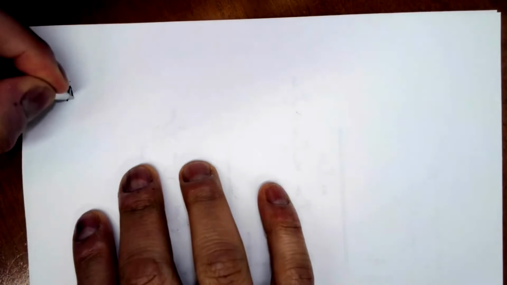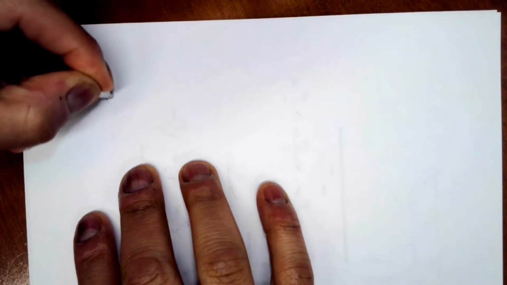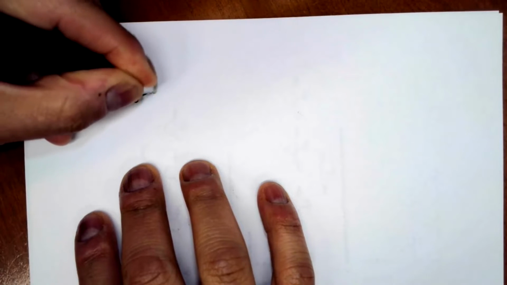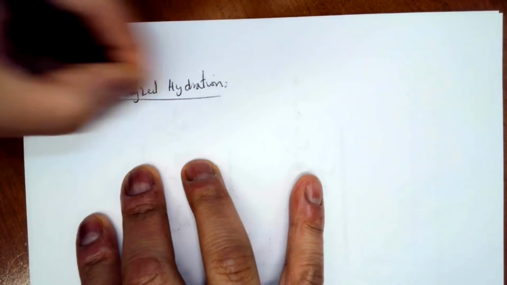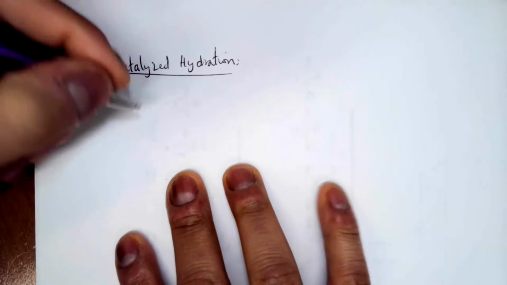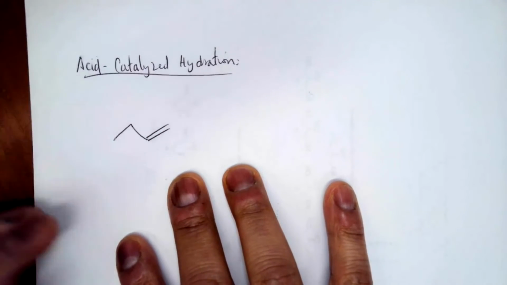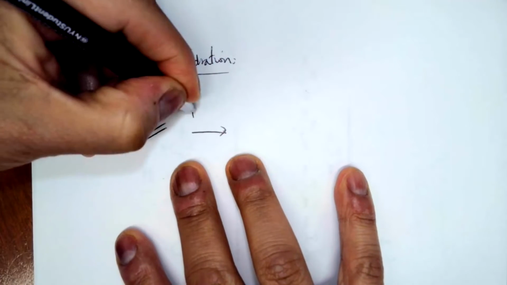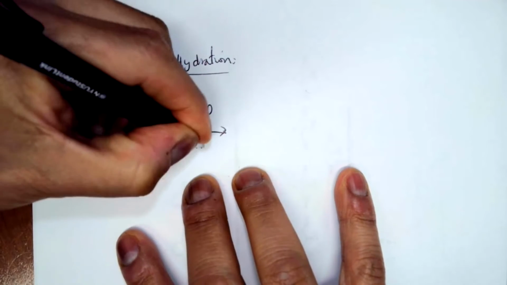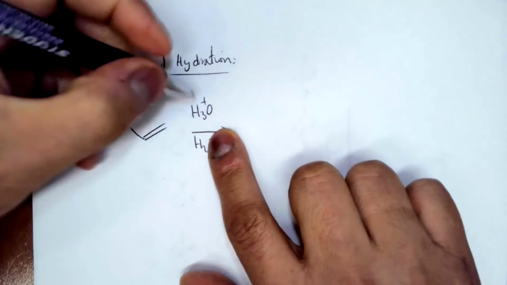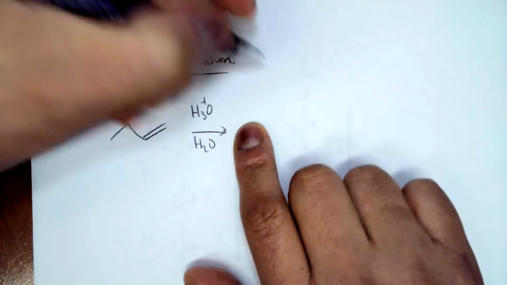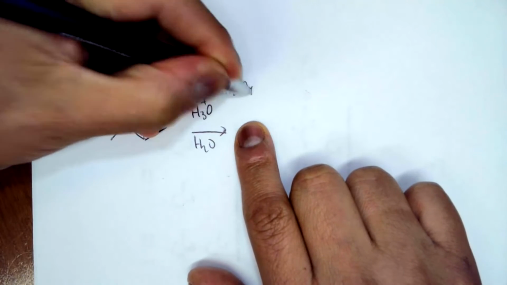Now, since I have the camera right now here and it's focused already, let's do the acid catalyzed hydration mechanism. Okay, acid catalyzed hydration. So let's say that I have this alkene, and then I do H3O plus in water. Now this H3O plus is a general acid. But what is the common acid that is used for that? You normally use sulfuric acid.